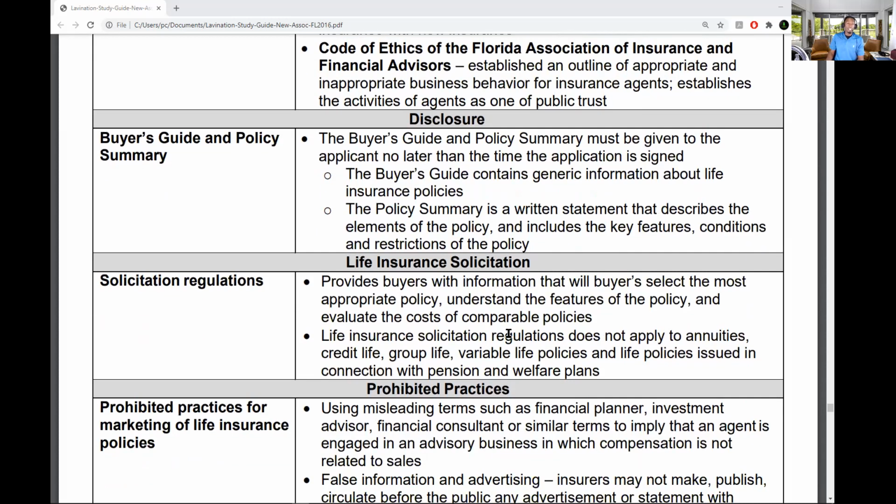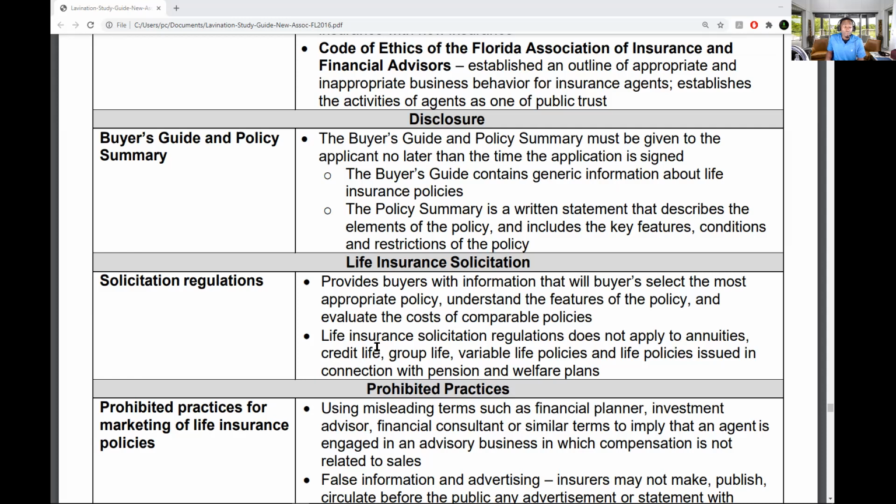So let's talk about life insurance solicitation. The solicitation regulation is to provide buyers with information that will help the buyer select the most appropriate policy, understand the features of the policy, and evaluate the cost of comparable policies. Sometimes the person might want to shop around and check the price, the features, what's inside the policy. That's why you've got to make sure you talk to the client about those things prior, so they have a chance to do their due diligence, whatever they want to do.